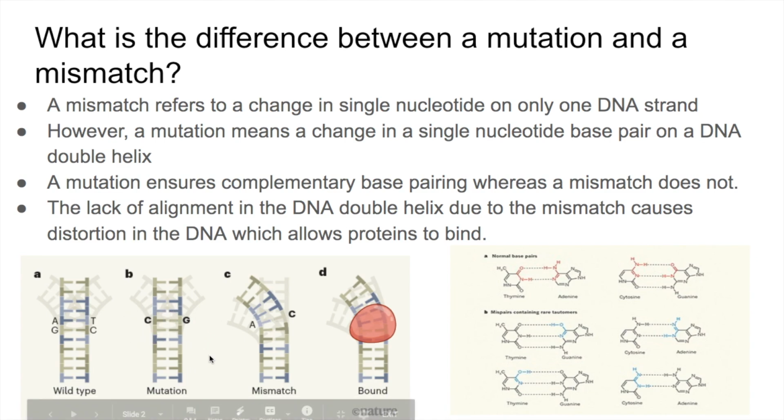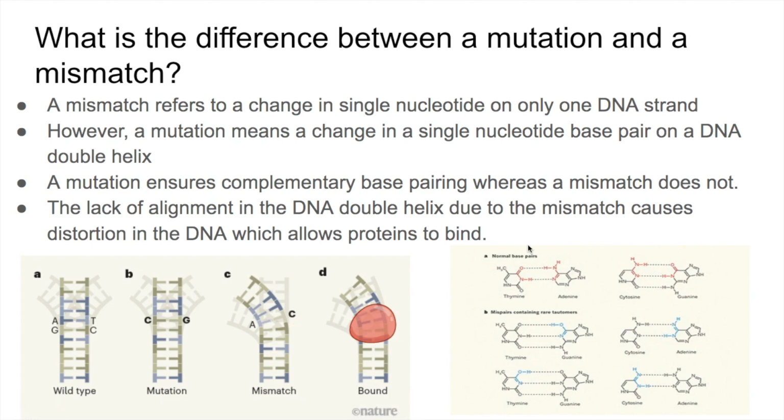So, in this case, as you can see if you're following my cursor here, AT changes to CG, which is actually a mutation, and it maintains the alignment in the DNA, which means that it retains the complementary base pairing and it obeys Chargaff's rule over here. However, in the case of the mismatch, only one single nucleotide on one specific DNA strand changes, which means that over here, T changes to C.